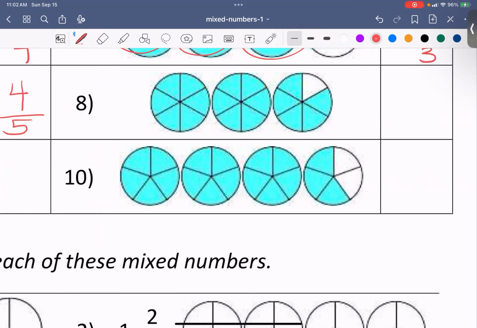How many wholes do we have? We have 2 whole circles shaded. How many parts is the last circle cut up into? It's cut up into 6 parts. And how many parts are shaded? 5 parts are shaded. So our mixed number is 2 and 5/6.